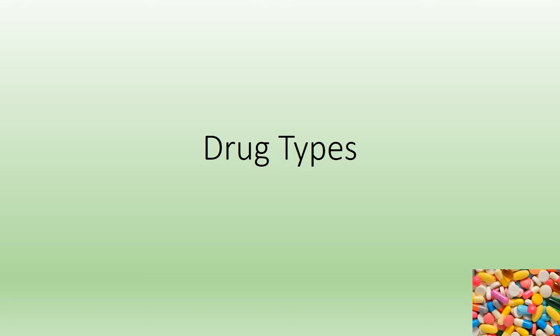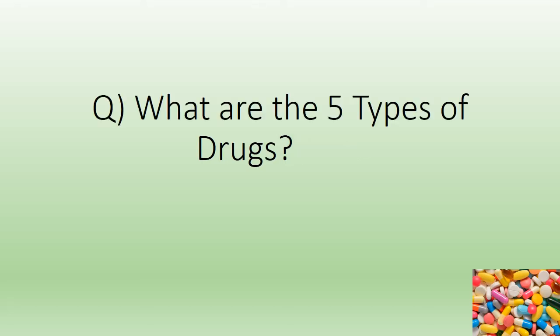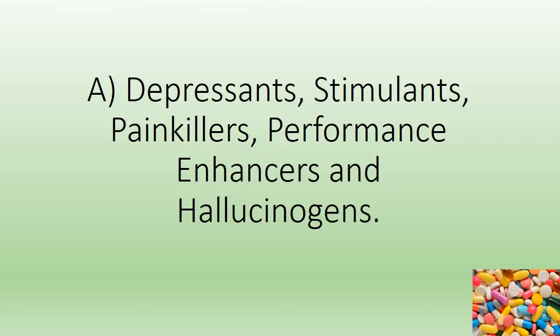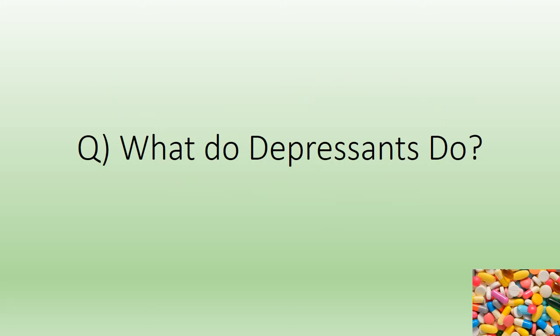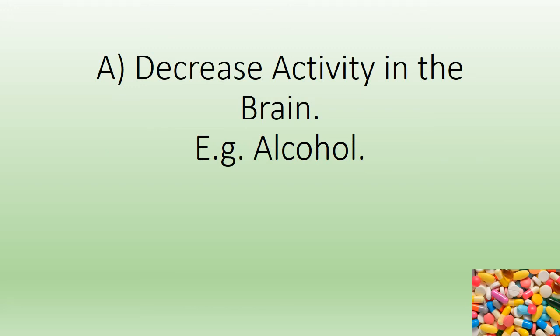Drug types. What are the 5 drug types? Depressants, stimulants, painkillers, performance enhancers, and hallucinogens. What do depressants do? Decrease activity in the brain, e.g. alcohol.